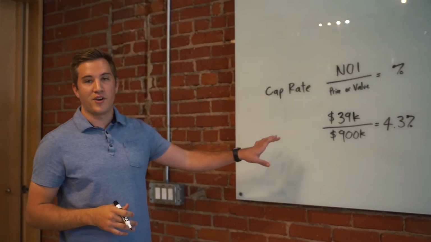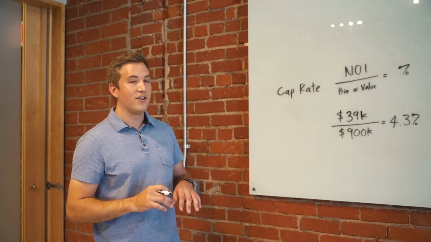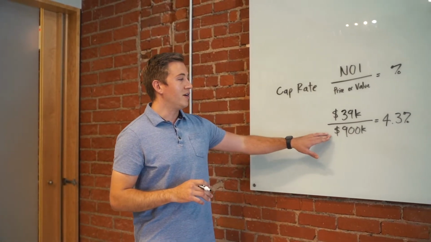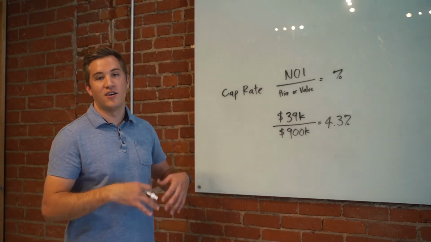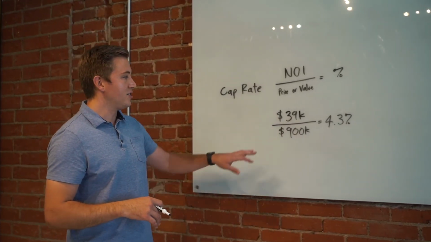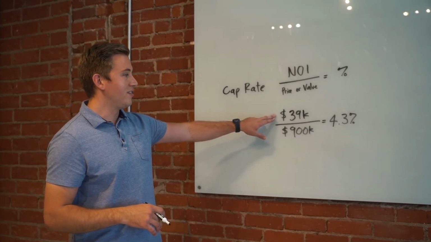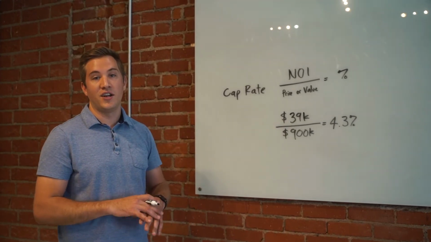Another way to think about cap rate is if you were to pay all cash for this building, this is the percentage return from cash flow that you would get after paying all of your expenses. And it's also important to remember that this net operating income doesn't count any mortgage payments.